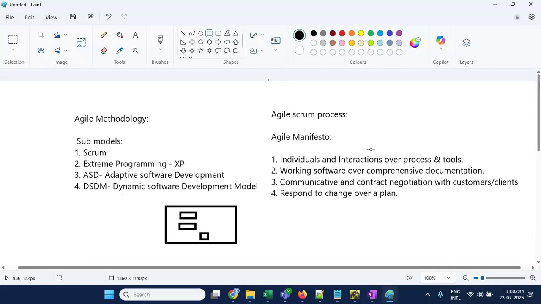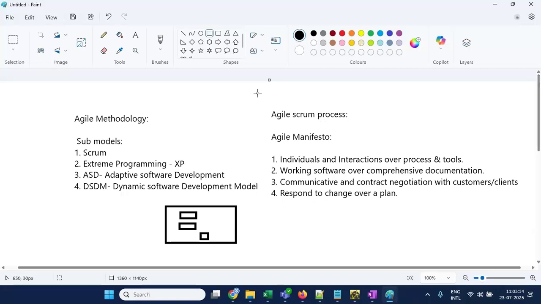Second thing, you have to concentrate on the documentation part. Whatever you are doing, the software understanding should be there in the documentation. Third thing, you have to be collaboratively communicative with your customers to understand the business needs. And fourth one, you have to respond to change over a plan. Whatever changes they have asked for in the middle, you have to change that particular plan, whatever the customer has requested. That is the fourth thing.